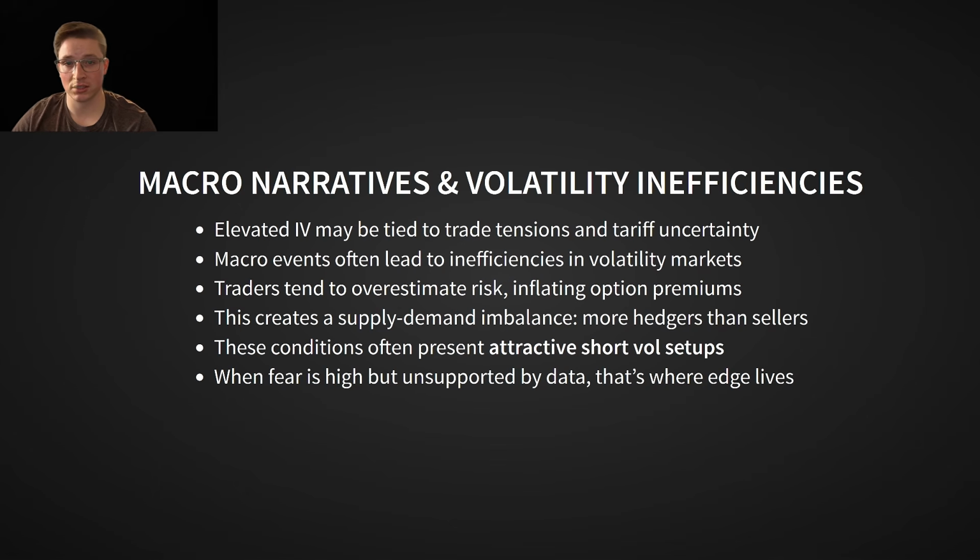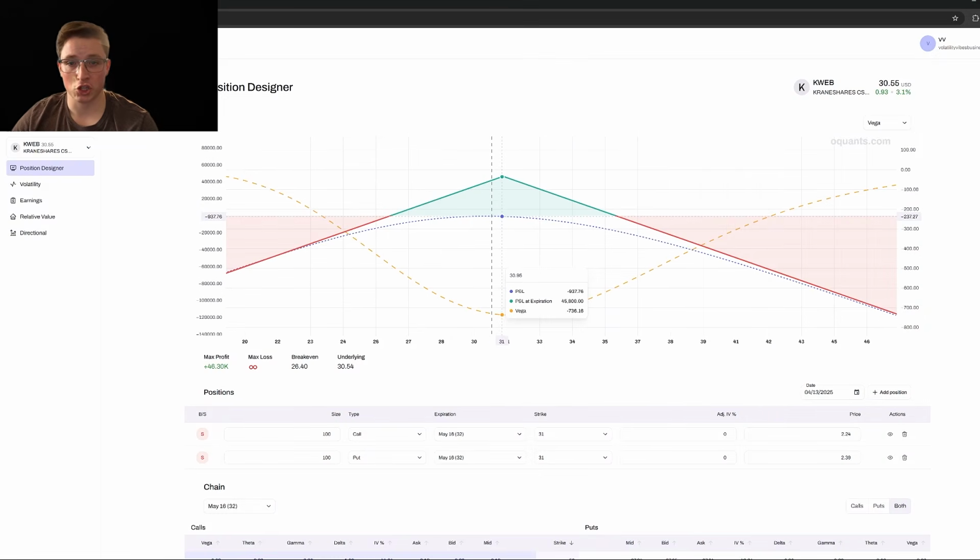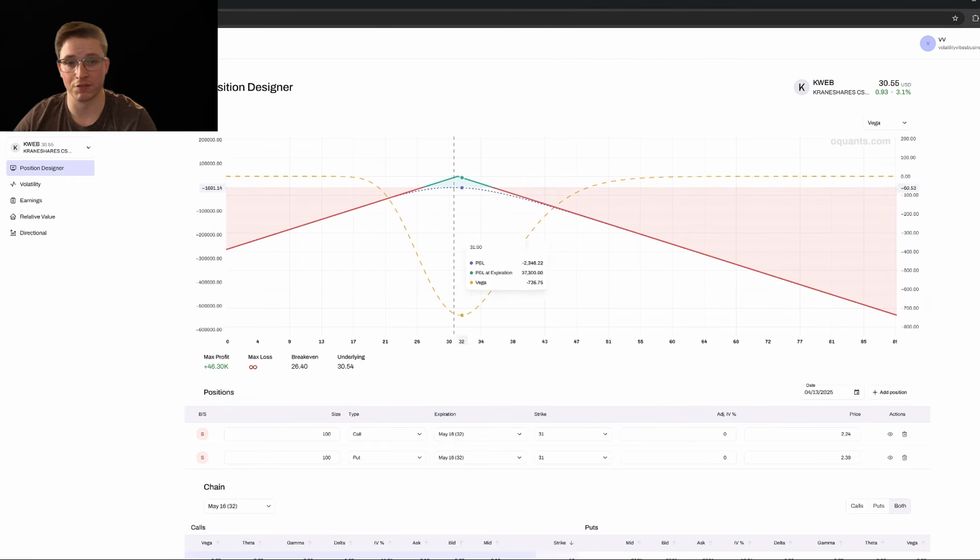When historical patterns consistently show overpricing and the data doesn't support the elevated fear, it's often a sign that the market has mispriced risk, and that's where our edge lives. Given this analysis, I've opened a short straddle position on QUEB for the May 16th expiration, which is 34 days out. I'll monitor the trade closely, and using my day zero mentality, my plan is to exit if realized volatility starts climbing up towards implied, or if implied volatility compresses back towards the 50% range.